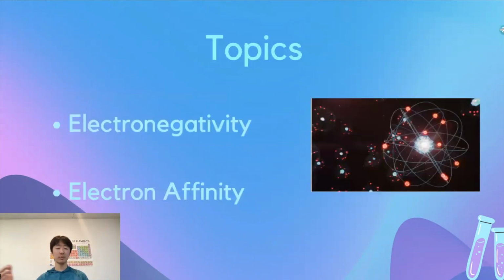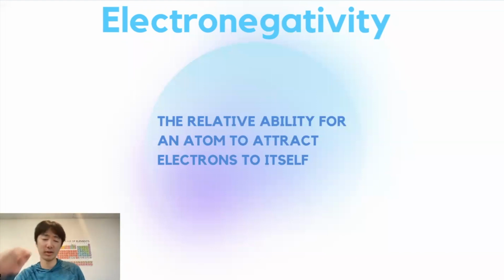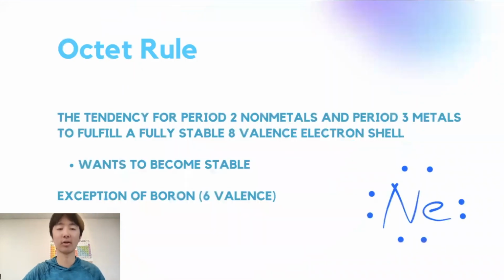Today, what are we talking about? We're talking about electronegativity and electron affinity, right? And to start off, what is electronegativity? Electronegativity is the relative ability for an atom to attract electrons to itself. In other words, how attractive is an atom to an electron, right?